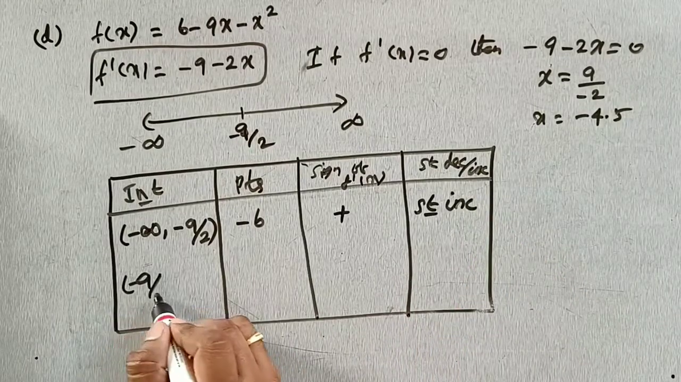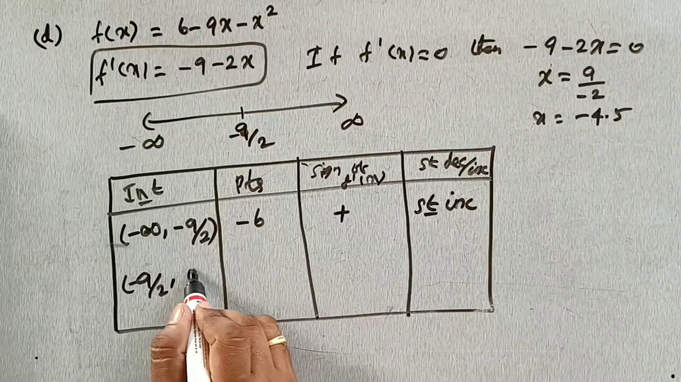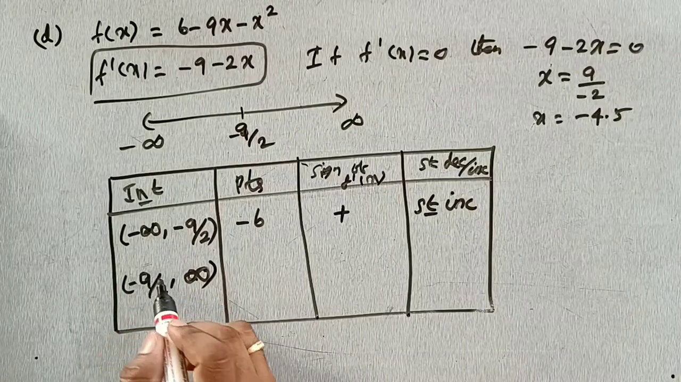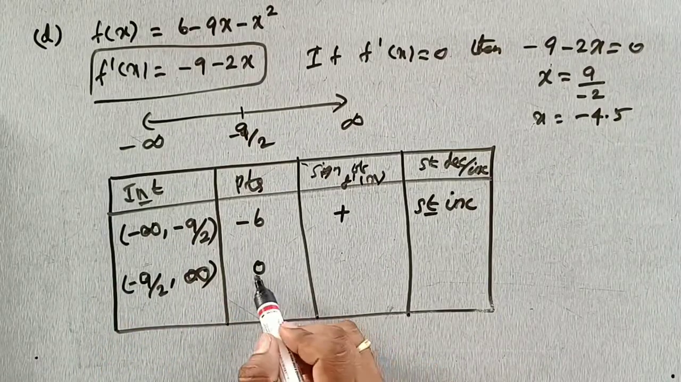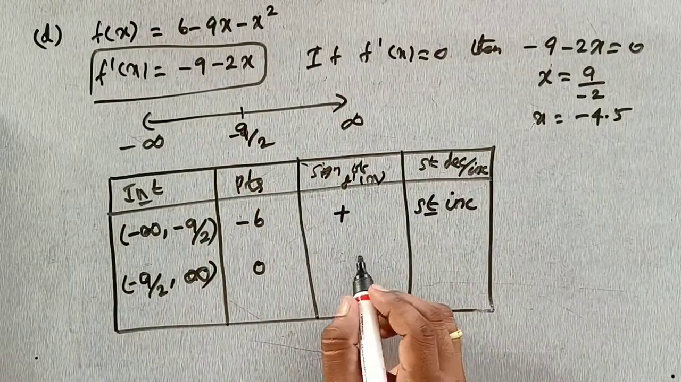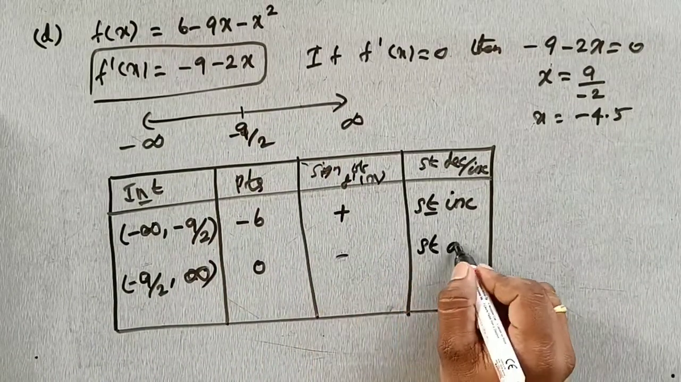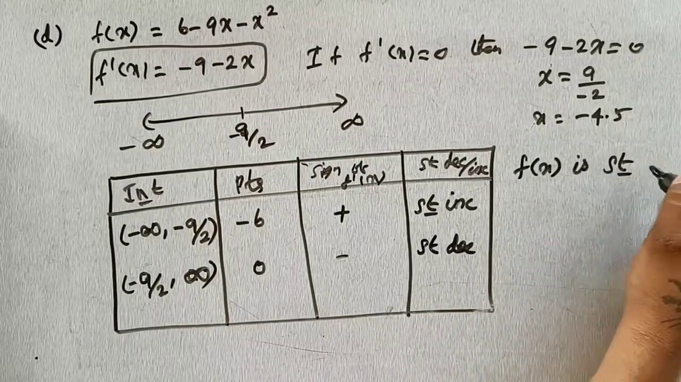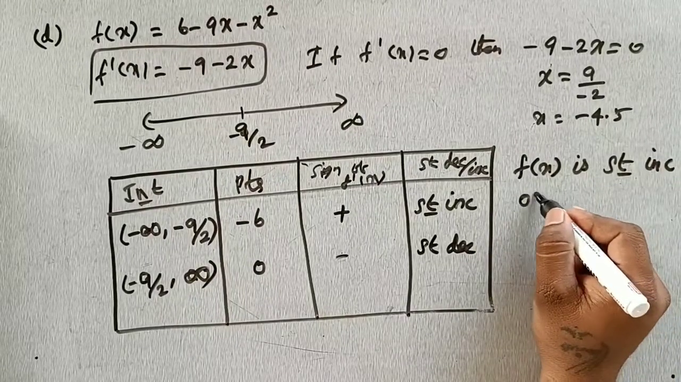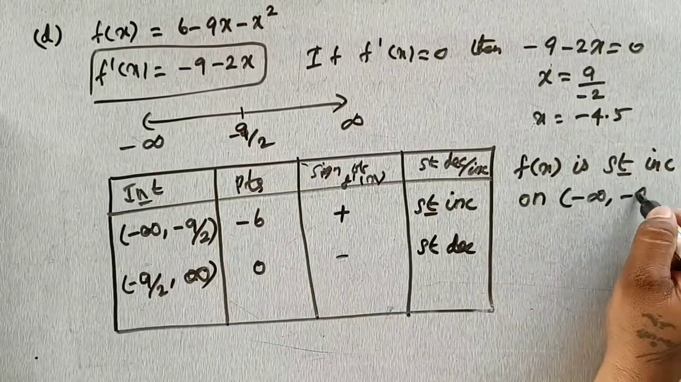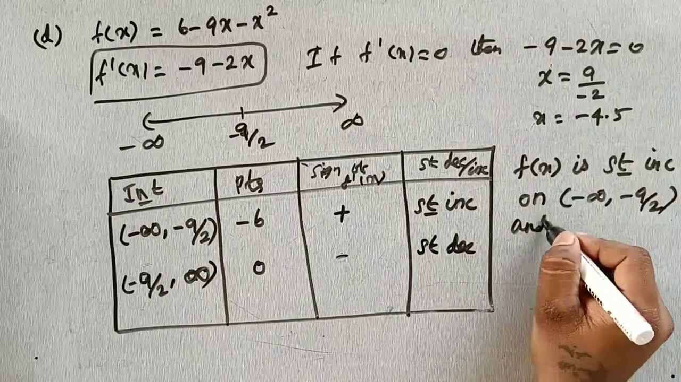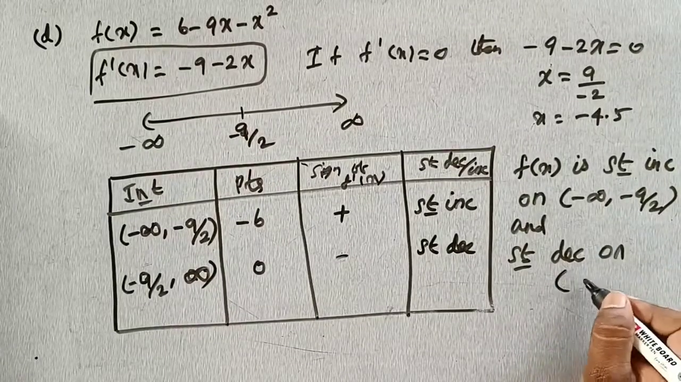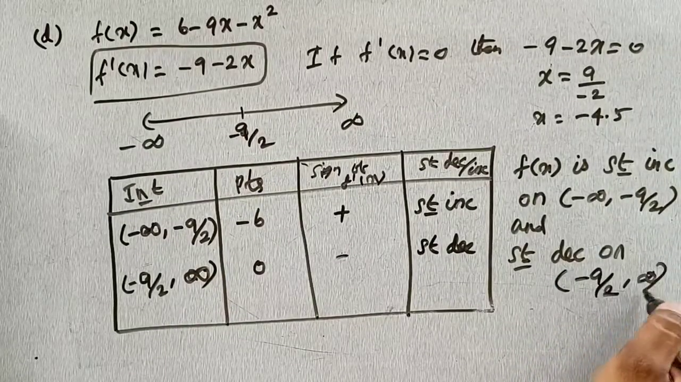Next, my interval is minus 9 by 2 to infinity. For minus 9 by 2 to infinity, we can take 0 immediately. Substituting 0 we will get a negative value. So a negative value means it is strictly decreasing. So what can we conclude? f of x is strictly increasing on minus infinity to minus 9 by 2 and strictly decreasing on minus 9 by 2 to infinity.